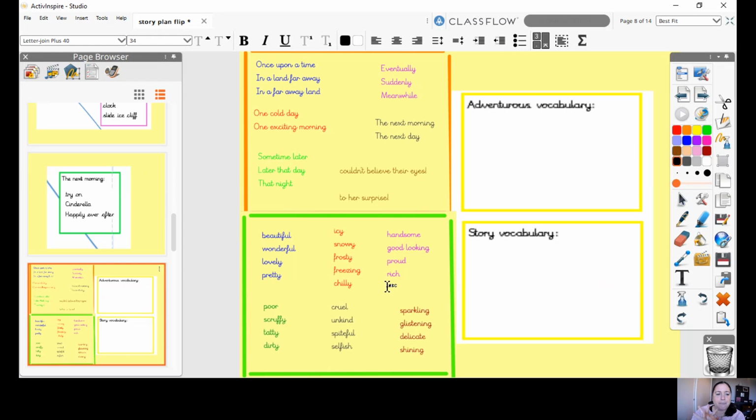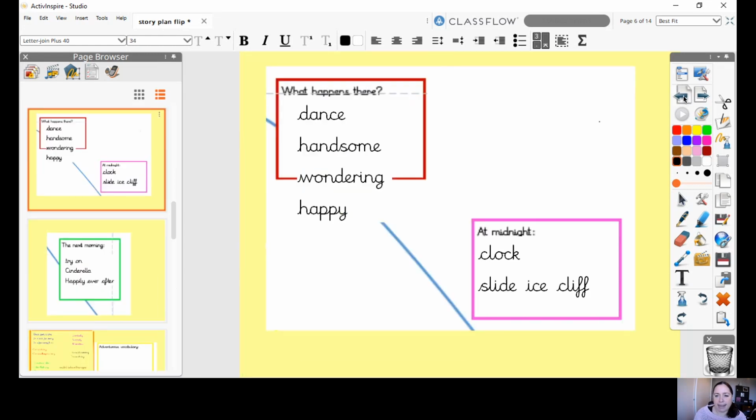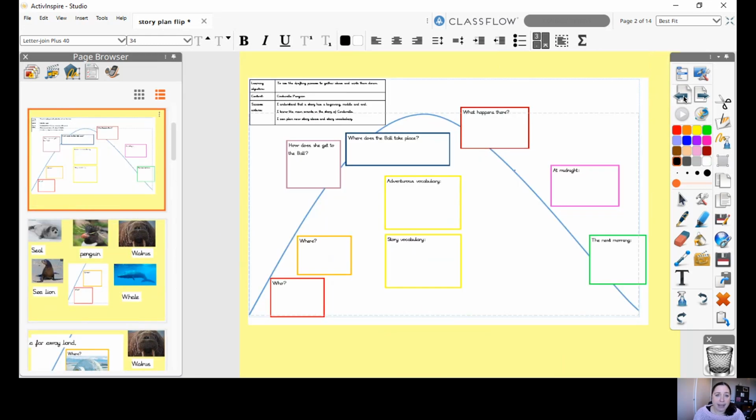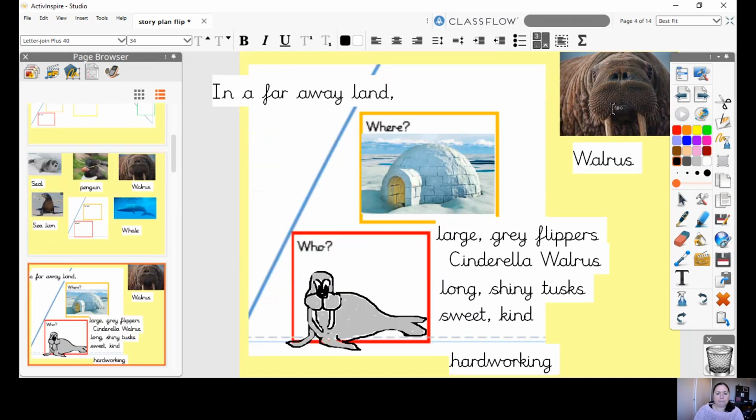Now then, what I would then like you to do is use your plan to help you tell the story. So you are going to have your plan in front of you and you're going to practice telling your story until you are really, really good at it. It won't happen straight away and you'll find it a bit tricky, but use everything that you've got on your plan. So I might start with, in a faraway land, there lived a small tatty walrus named Cinderella. And then I would build on that until I'm really happy with what I'm going to say. And then I'd move on to the next part of my story.